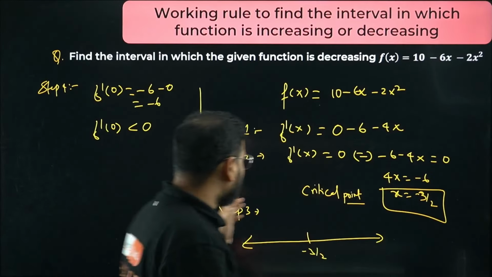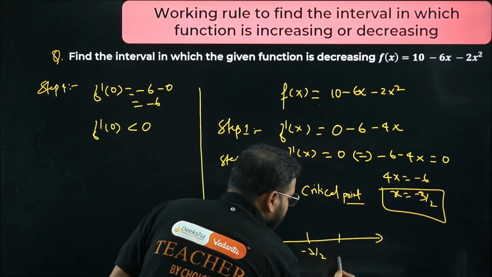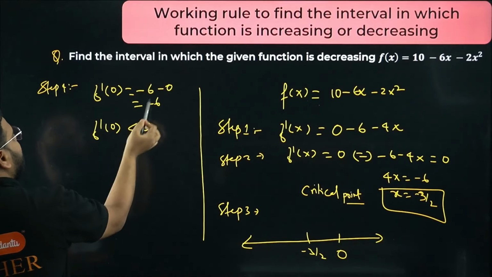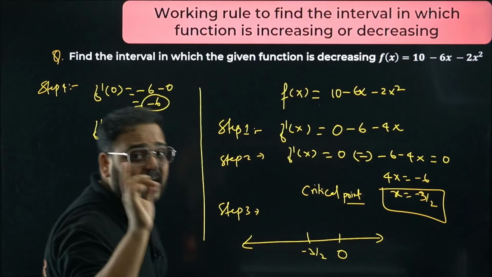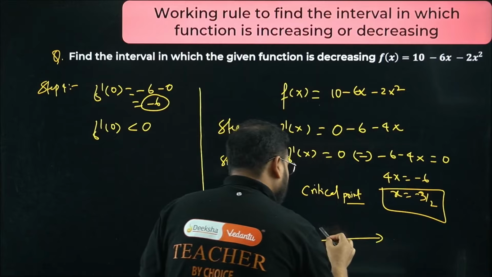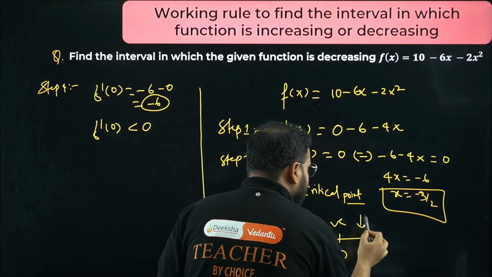Check this out. On the right side, the value 0 is somewhere over here, right? So at 0, what are we getting, sir? The derivative is coming as minus 6, which means negative, sir. It means negative, hence decreasing.